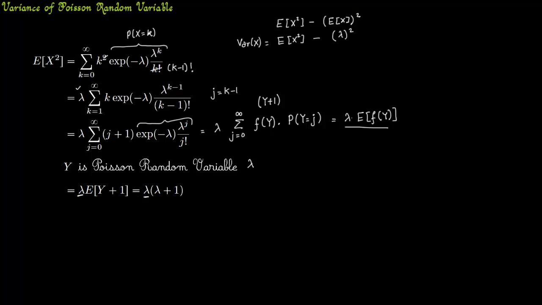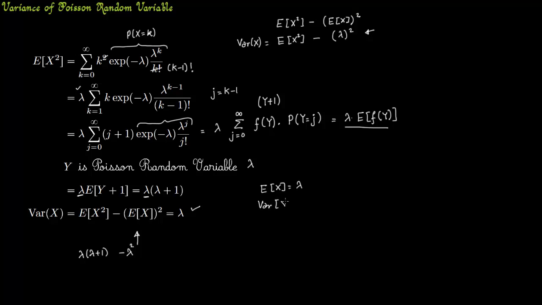Now you have the formula for the variance, which we just copy right down here. And so you get lambda times lambda plus 1 minus lambda squared, and that is equal to lambda. So notice that for the Poisson random variable, the expectation of the random variable is lambda. The variance of this random variable is also lambda.